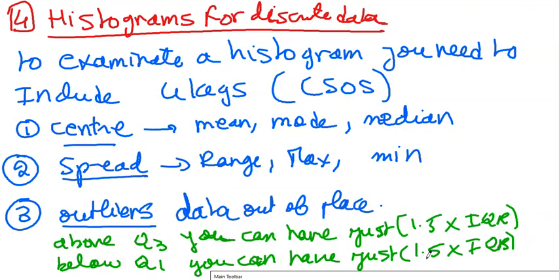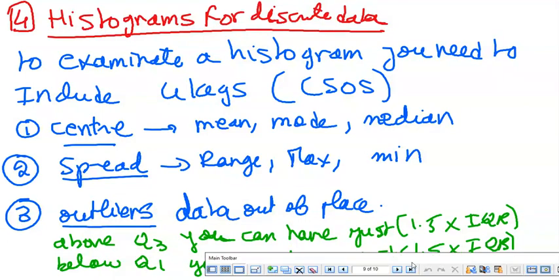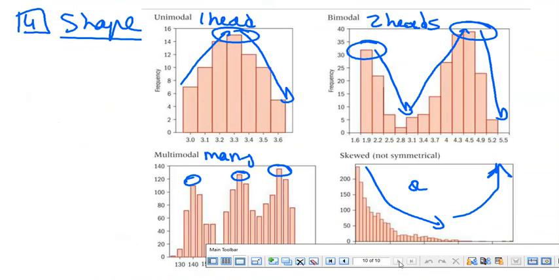For example, let's say Q3 is 15, and 1.5 times the interquartile range gives me 2. The interquartile range is Q3 minus Q1. So 15 plus 2 is 17. It means the maximum value I can have is 17. All the values higher than 17 are outliers. And let's say Q1 is 7, for example, and 1.5 times the IQR is 2. 7 minus 2 is 5. It means any value less than 5 is also an outlier. We'll see it in the next video in the example.